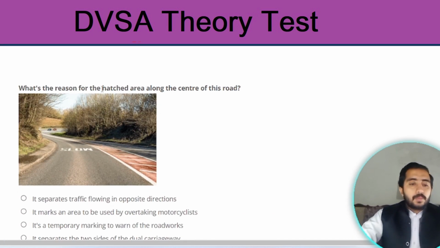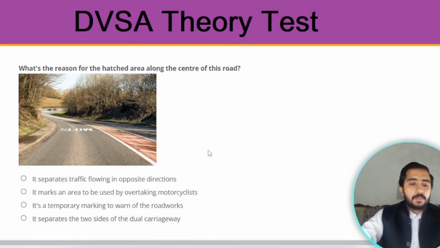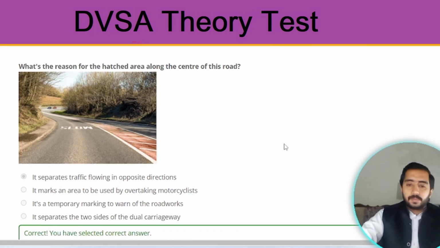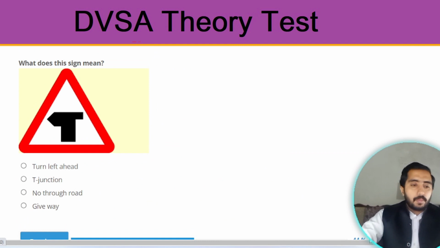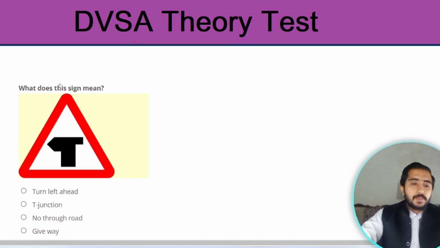What's the reason for a hashed area along the center of the road? It means that it's separate traffic flowing in the opposite direction. Next one. What does this sign mean? This sign is represented by a T junction.